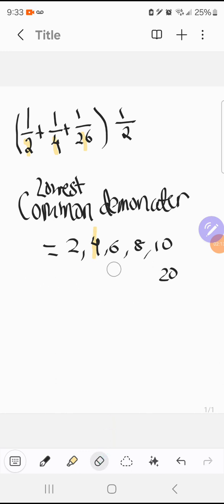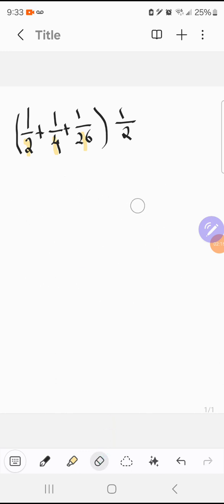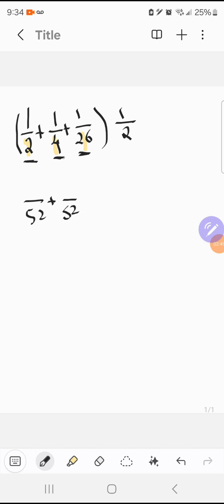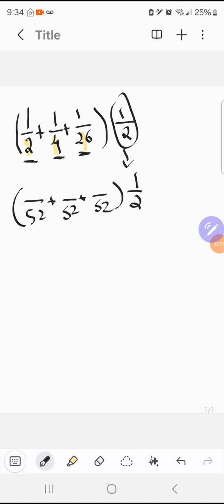All right. So in this case, we need to find the lowest common denominator of 2, 4, and 26. This would in fact be 52. Why? Because 26, 52, and so on. 2, 4, so on, so on, so on until 52. And 4, 8, so on, so on, so on until 52. This is the area where all of these numbers will match up. So, 52 plus 52 plus 52, still in the bracket, and remember to write that 1 over 2. Don't forget to bring that 1 over 2 down.